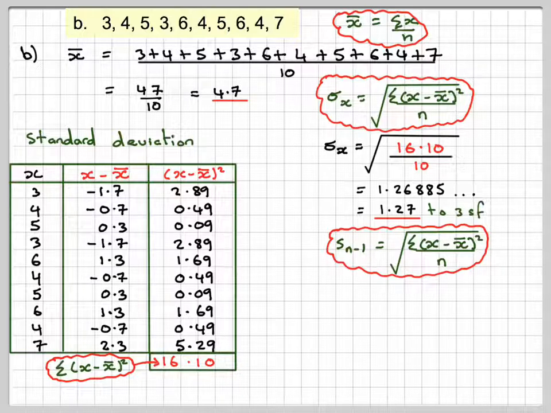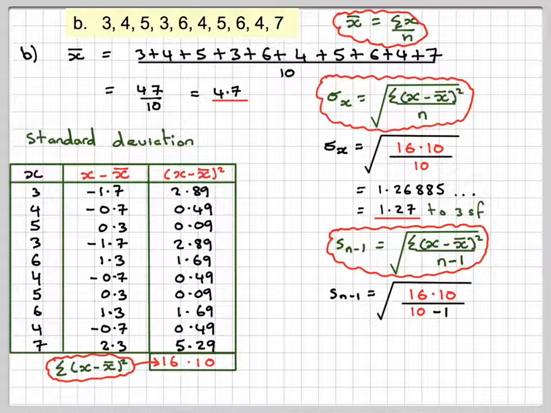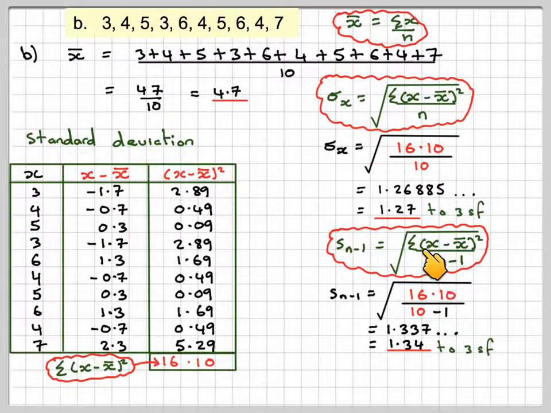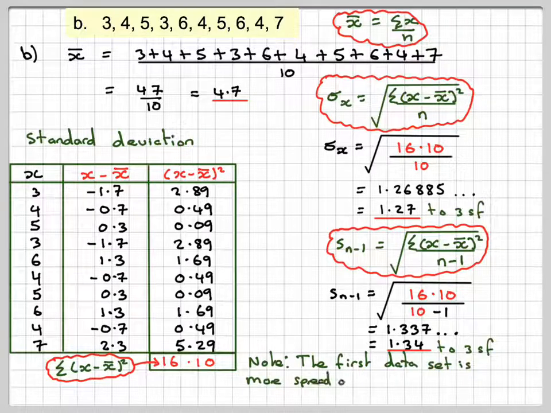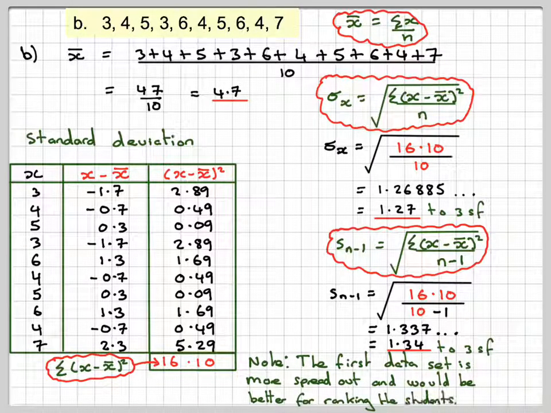But using the unbiased estimator, S n minus 1, don't forget to take away the 1, we need to do 16.10 over 10 minus 1, which is 1.337, which is 1.34. This number is normally slightly higher than this one here, but this is the one that we're going to be using to calculate at A level. Note that the first data set is more spread out than the second one, and perhaps would be better if I was going to rank the students, because if I'm ranking the students I want quite a wide range of data.